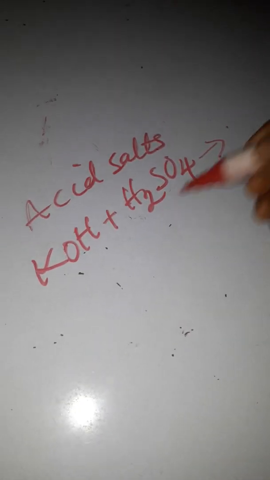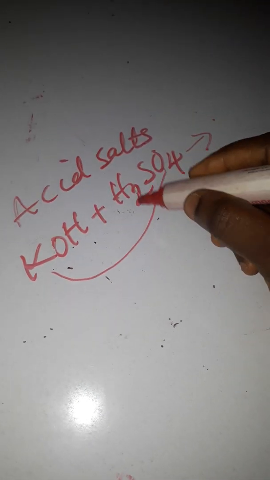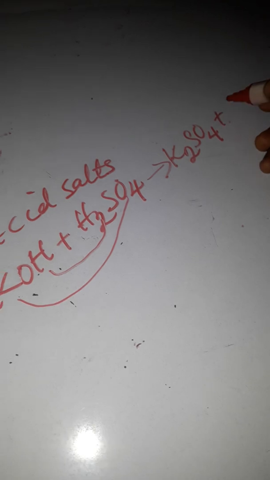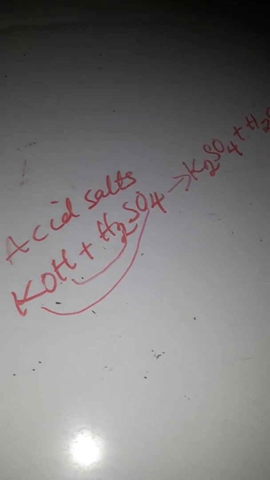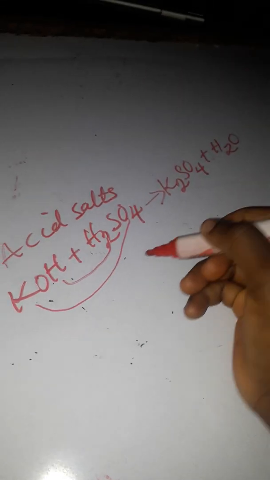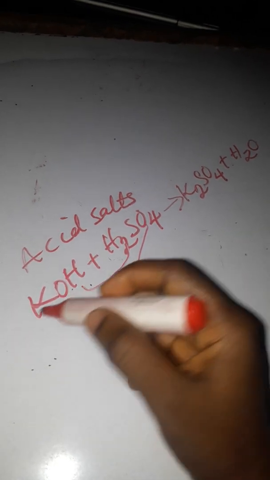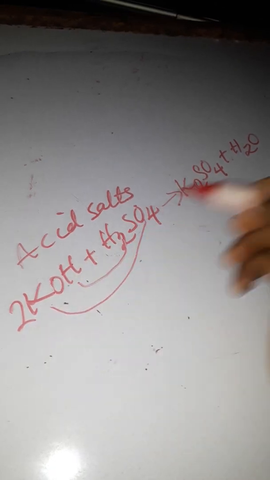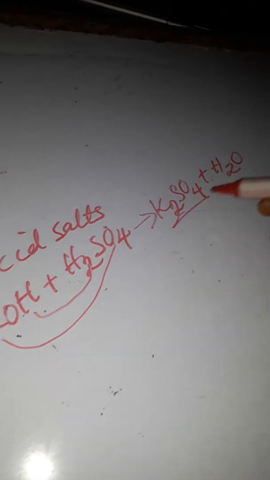When these two react together, this will react with this, and you get potassium sulfate plus H2O. In this case, I'm trying to balance the equation. You have 2 here. In this case now, this is a normal salt.